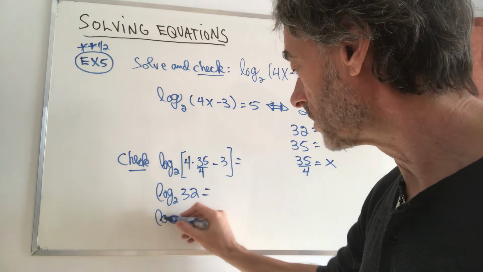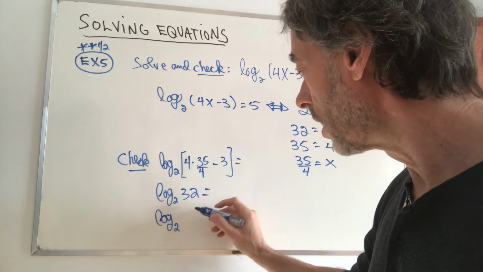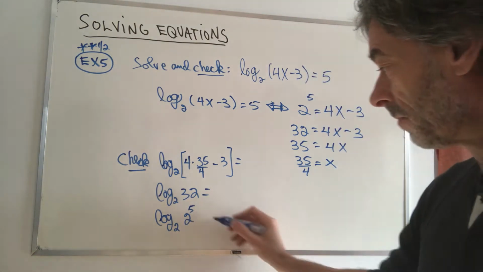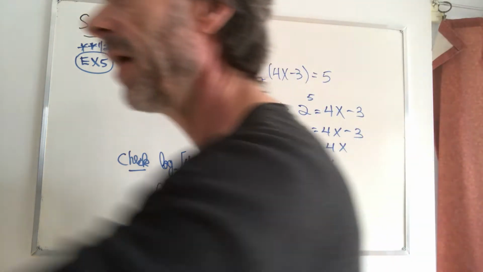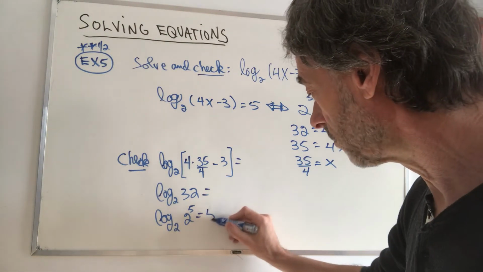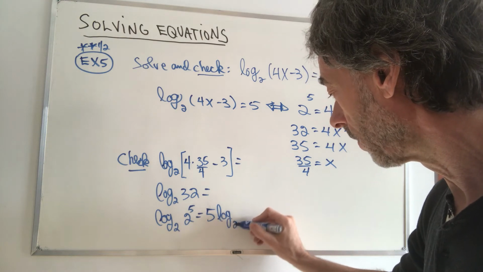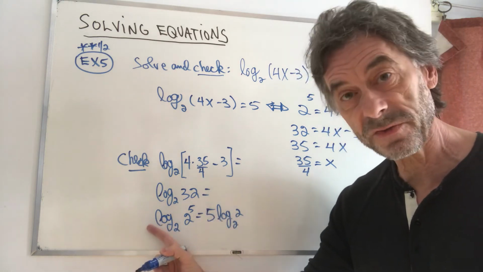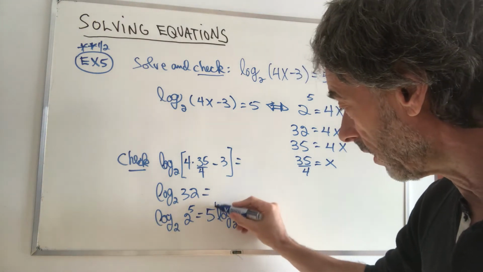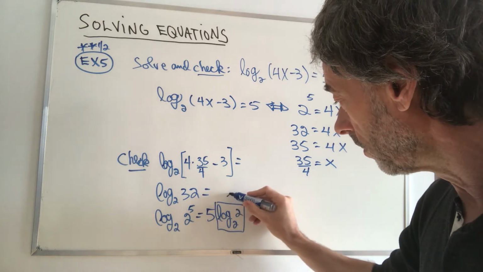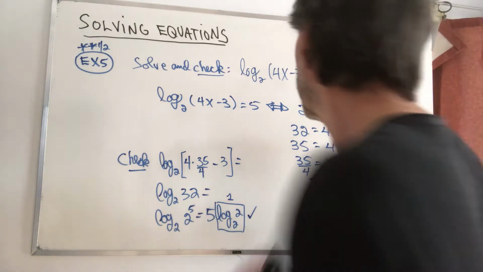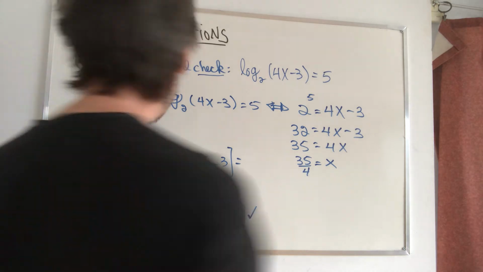What is that? This is log to the base 2 of 2 to the power of 5. Yep. This is property number 3, the 5 comes in front of the log. Log base 2 of 2, and you may remember that this is equal to 1. So check, because 5 times 1 is 5, the right-hand side of my expression. Easy enough, yes? Easy enough.